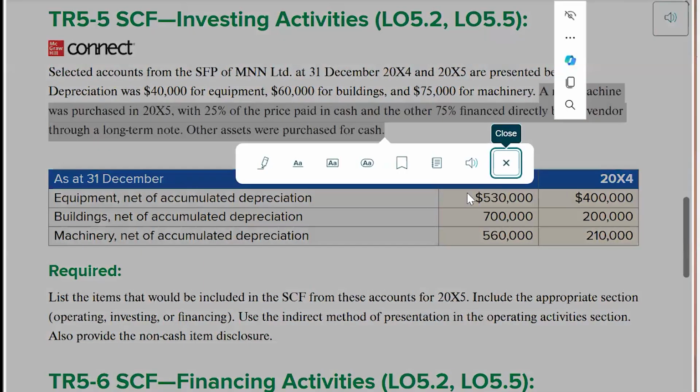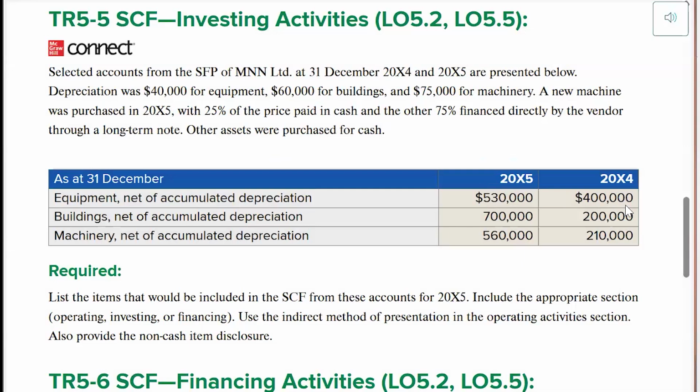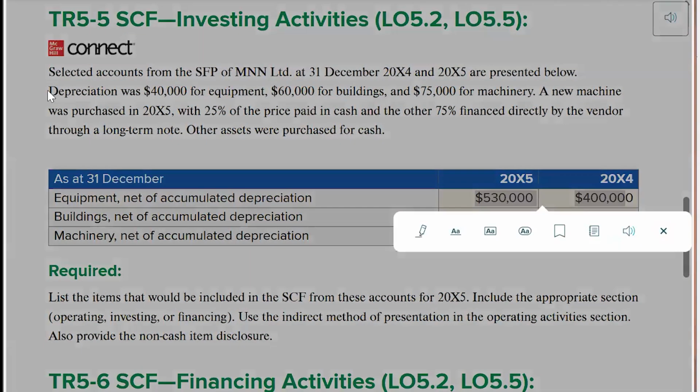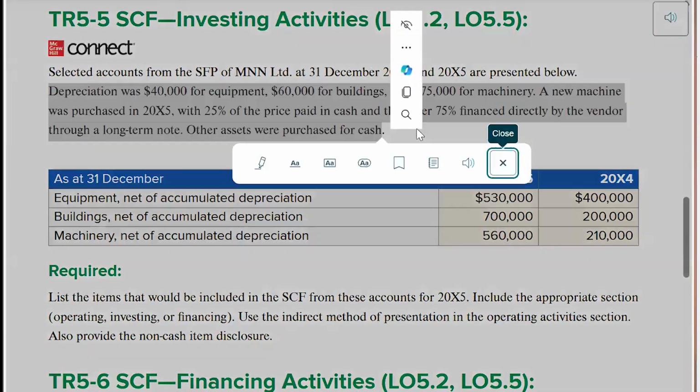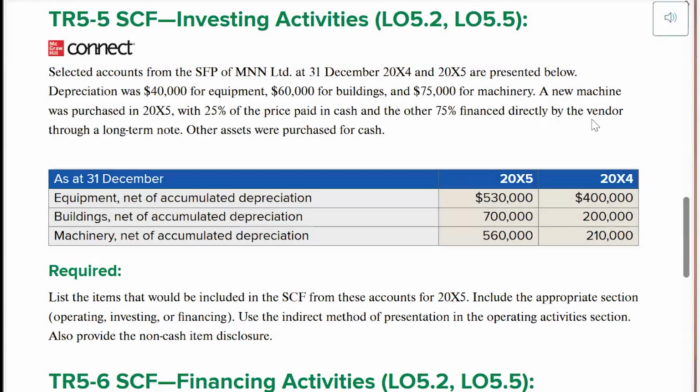And you can see here, you basically see the change in the equipment, but they don't tell you how much they actually bought it for, right? So you have to calculate that. And so they give you all the numbers to do it. And I'm not going to go through this one with you because again, I want you guys to try to do it on your own because this is one of the ones to practice for homework.